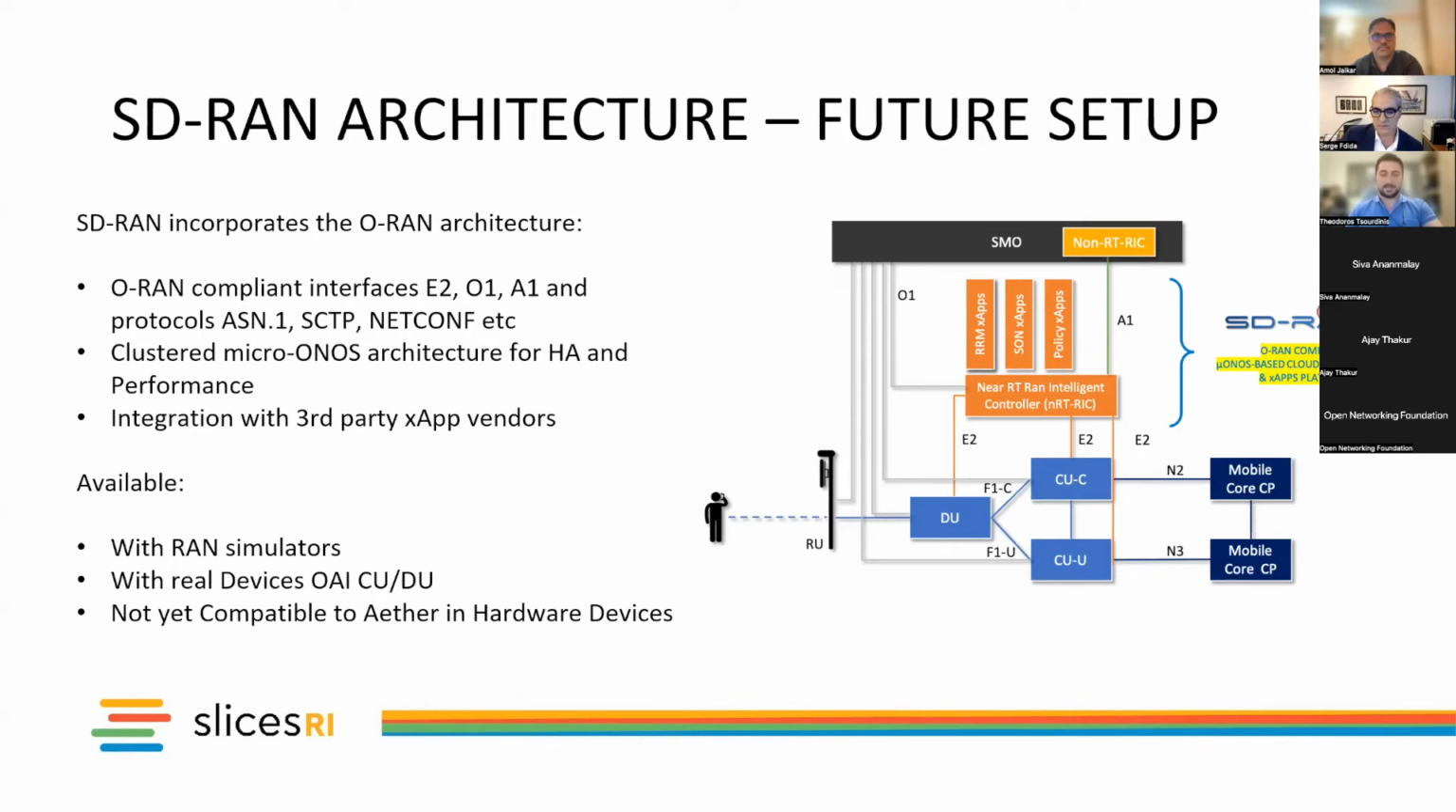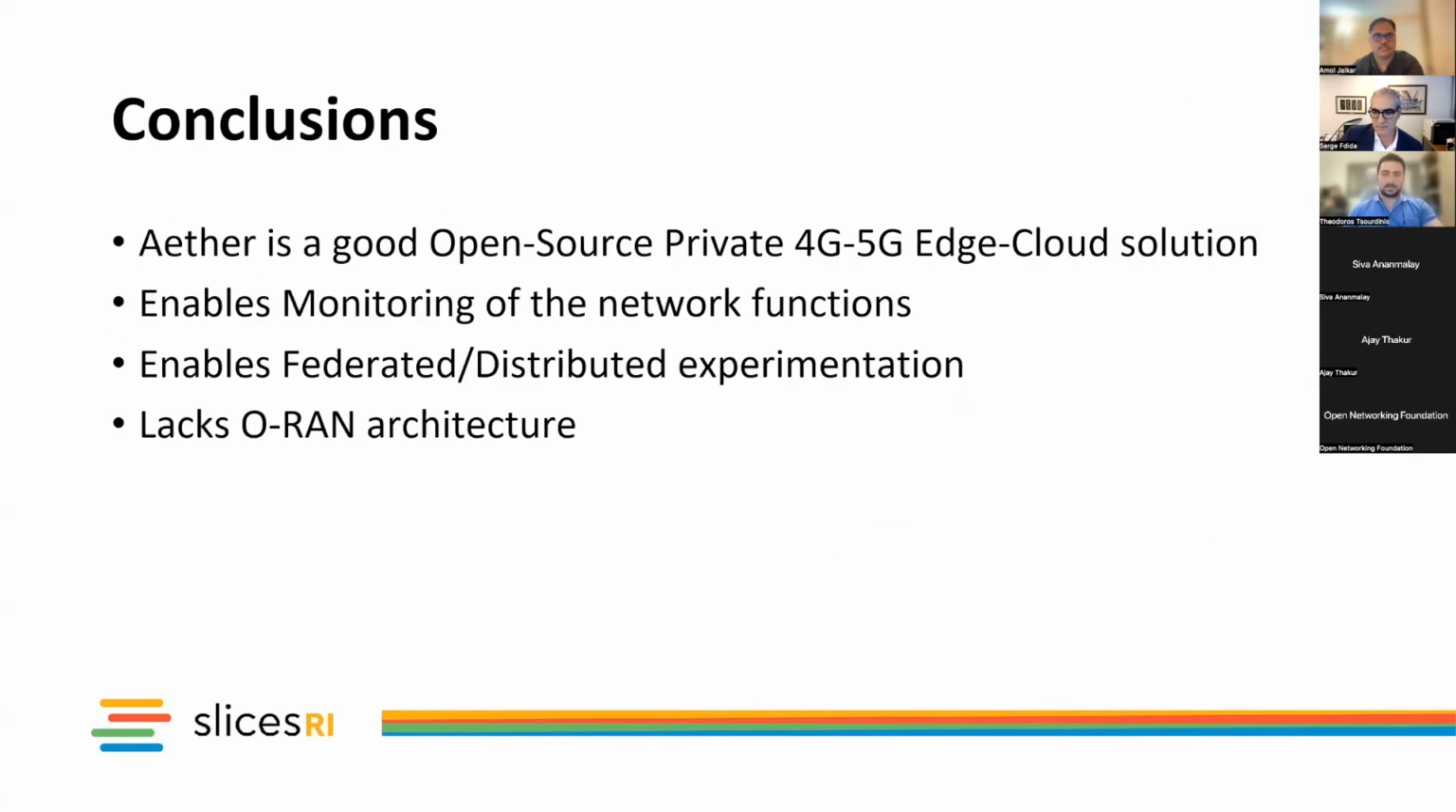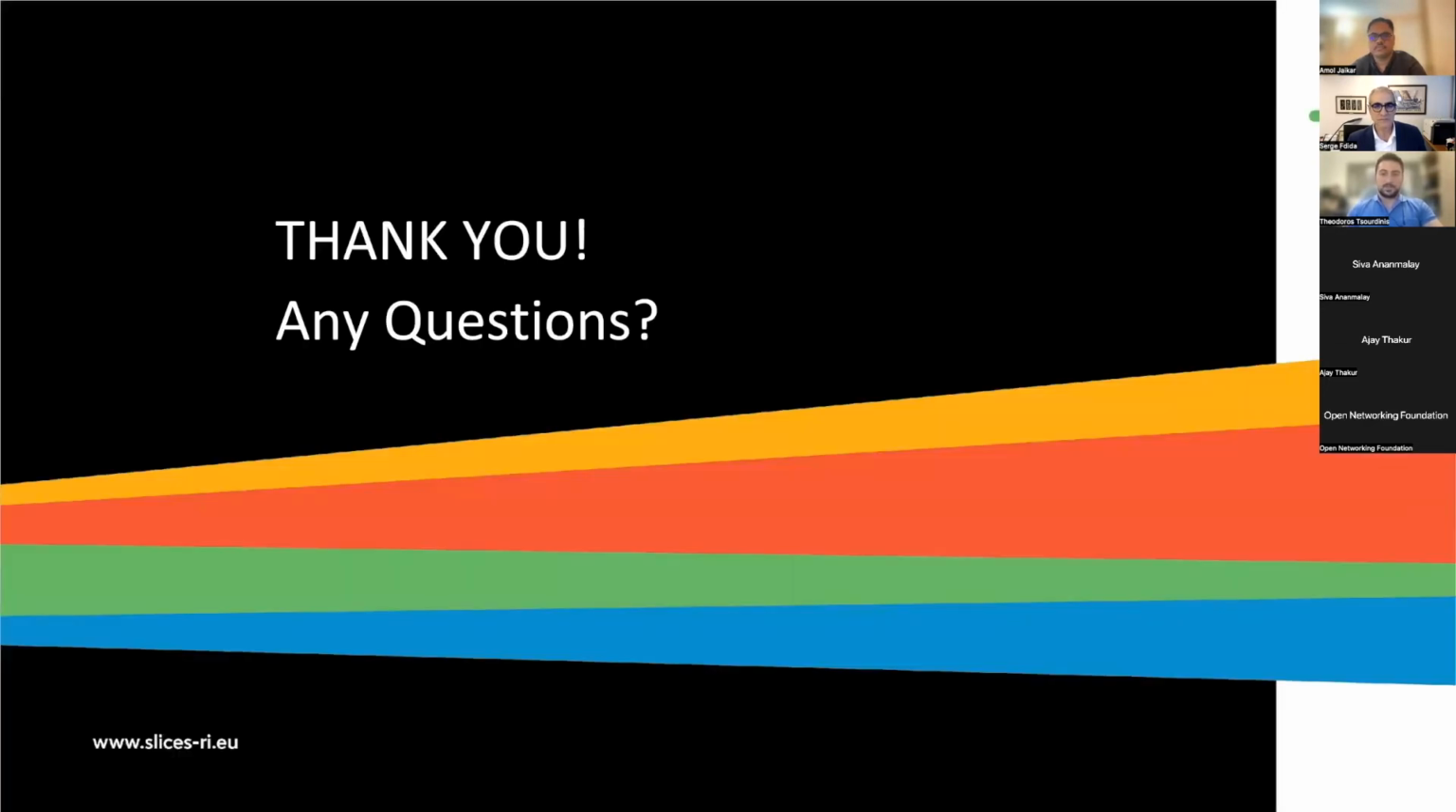To summarize, Aether is a very good solution for private 4G, 5G networks, as it provides quality of service and security. It also enables federated and distributed experimentation, which is consistent with the objective of the Slices project. And finally, it's open and programmable, which is very important for researchers and academia. So this was it. We will be more than happy to answer all of your questions.